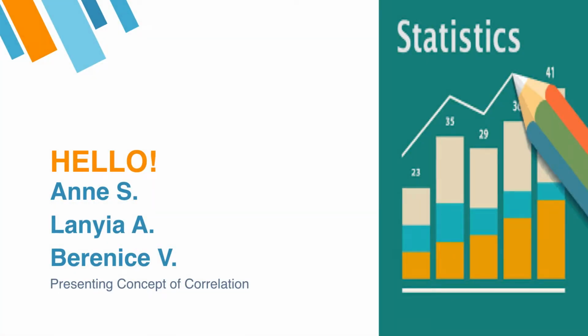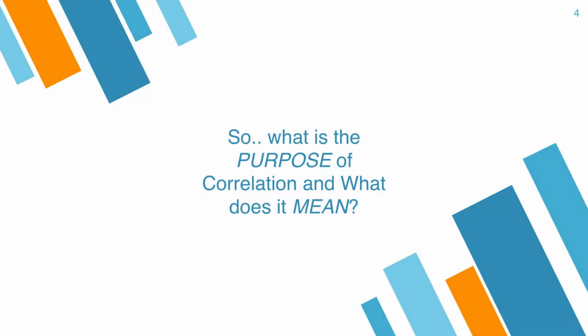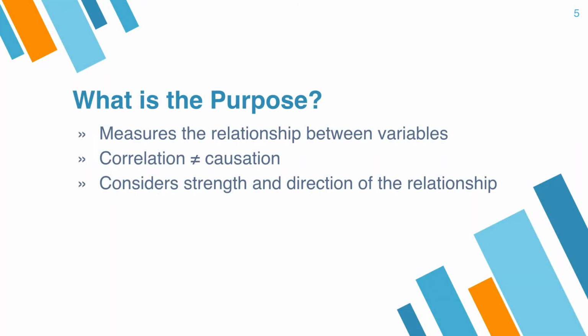So we have the subject of correlation, and what a correlation is, is a statistical measure that indicates the extent to which two or more variables fluctuate together. The purpose, and what correlation means, is actually quite simple. It measures the relationship between variables, as in it's more of a might-cause situation, but correlation does not mean causation, or it does not indicate cause and effect. It also considers the strength and direction of the relationship.